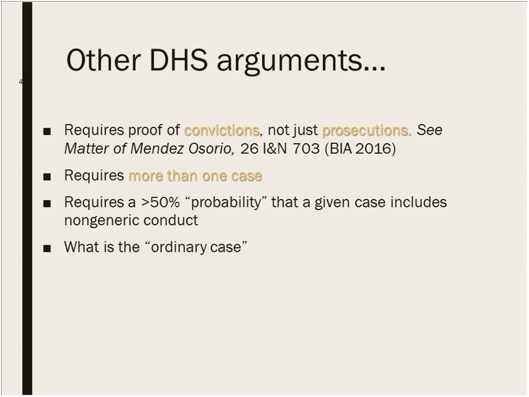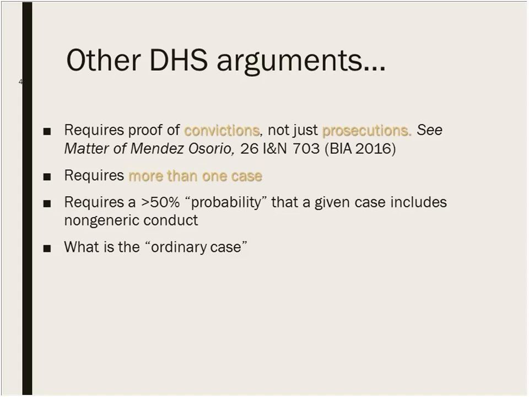So another thing that DHS argues is that it's not just a realistic probability of prosecution, but that you have to show an actual conviction to show a realistic probability. And they cite to this crime of child abuse case, Matter of Mendez-Osorio, and there are some footnotes in that case that they say show that realistic probability requires a conviction. I think there are really good arguments that it doesn't, but just something to watch out for.